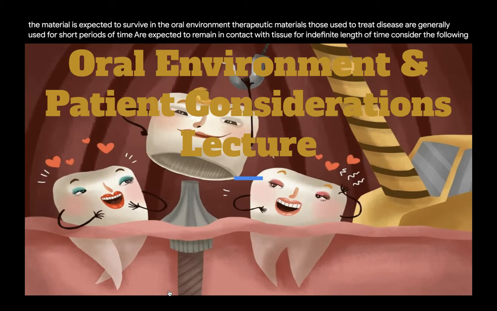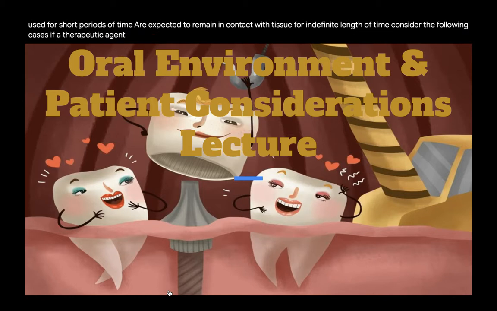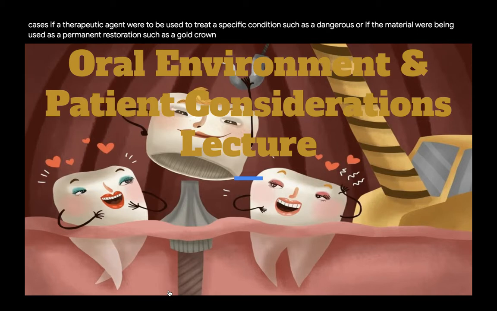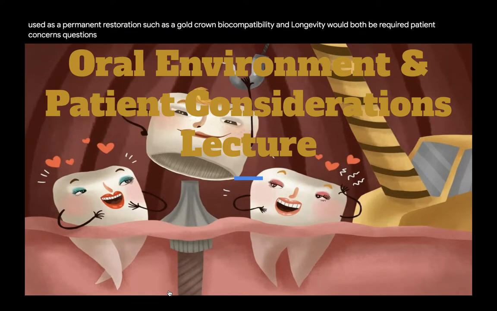Consider the following cases. If a therapeutic agent were to be used to treat a specific condition, such as a denture sore, it would need to be biocompatible with the tissues, but would not need to last long. If the material were being used as a permanent restoration, such as a gold crown, biocompatibility and longevity would both be required. Patient concerns, questions, and demands must also play a part in the decision process. The patient should be brought into the decision process very early.